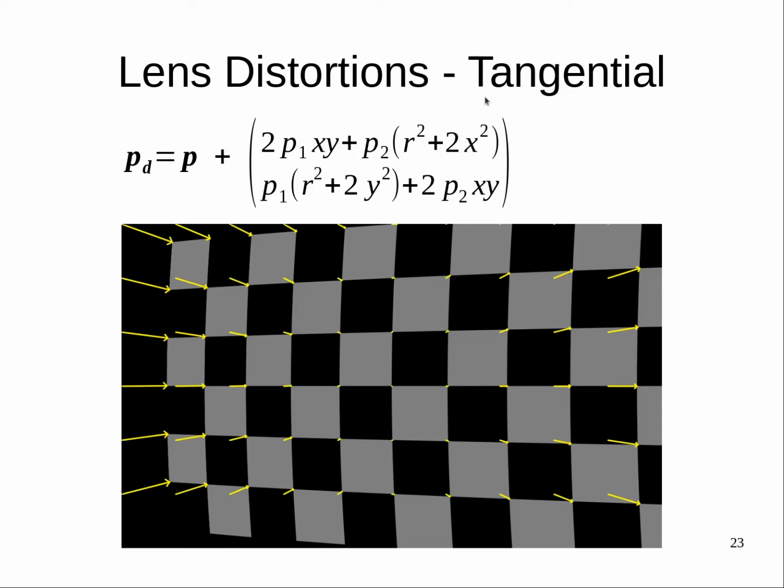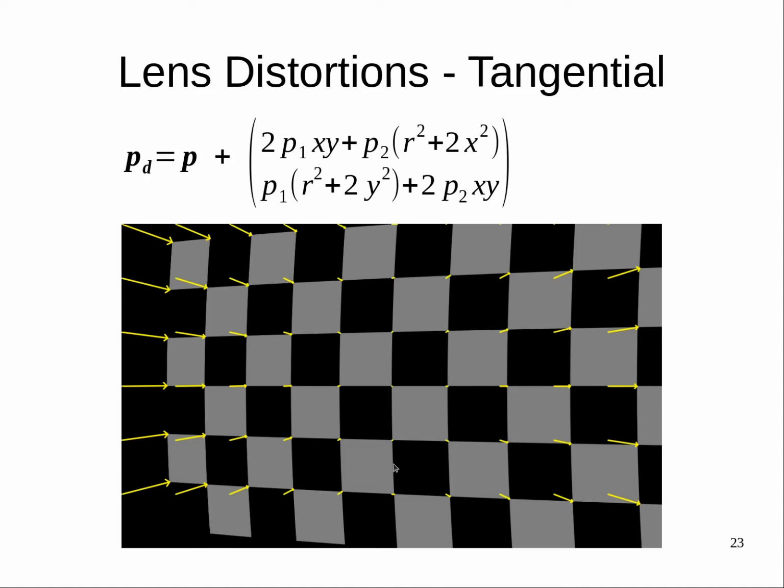The next distortion is the tangential distortion. Again, you find the formula here, but we first talk about what it does intuitively. So what you see here is again the distortion of a checkerboard pattern, and yellow arrows indicate where things move. And if you look at the arrows, it resembles tilting the checkerboard pattern slightly back on the left side.